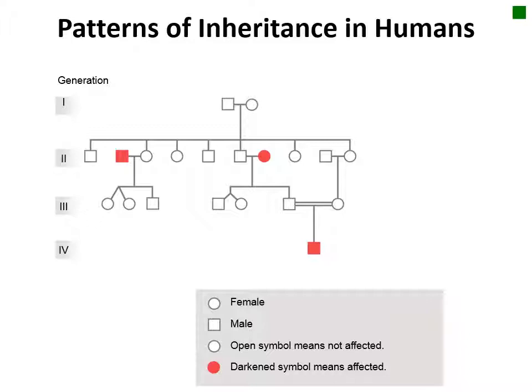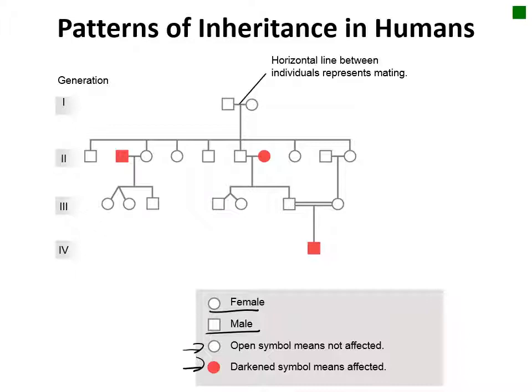When you examine a human pedigree, the symbols have specific meanings. All the circles are females and all the squares are males. An open symbol means that the person does not have the trait you are studying, while a filled-in symbol means that they do.